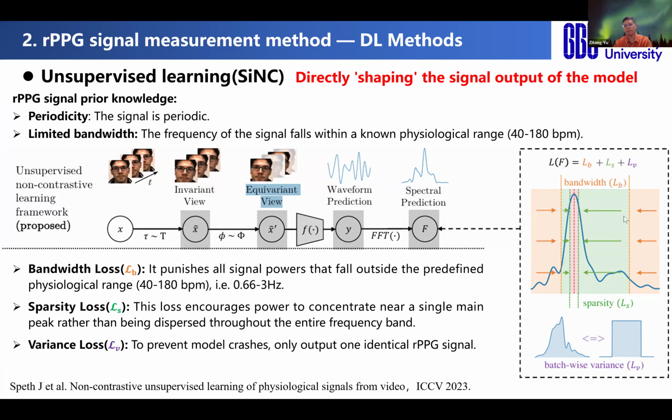And besides this loss function, they also assume that the batch variance should be large, so that the model will not overfit to a specific heart rate. For example, the normal heart rate usually ranges from 70 to 80. So if we don't have this variance, the model usually overfits to very limited BPM values.